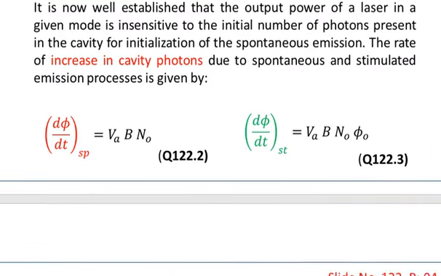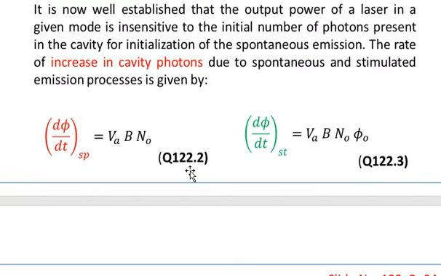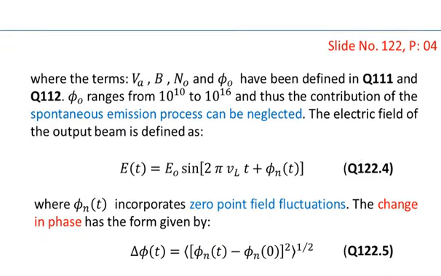And this is what I have given in equation number 2 of this slide, that is d phi over dt due to the spontaneous emission is equal to Va times B times N naught, where the terms Va, B, N naught and phi naught have been defined in slide number 111 and slide number 112.